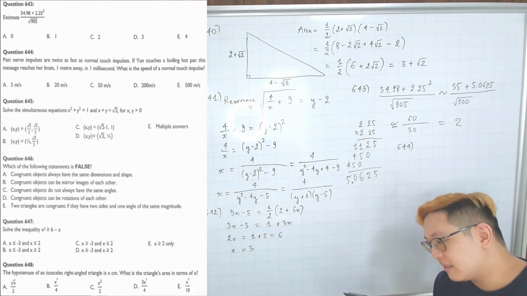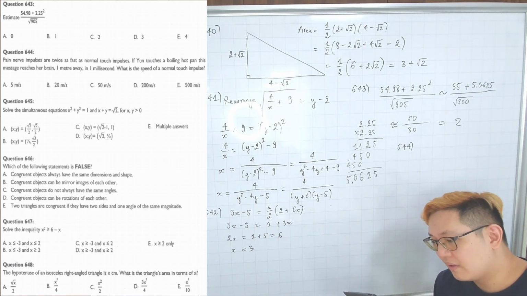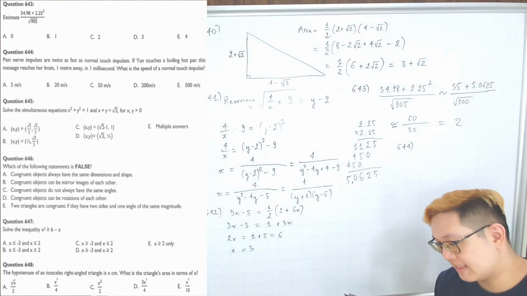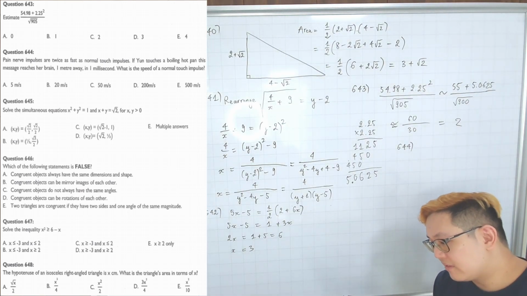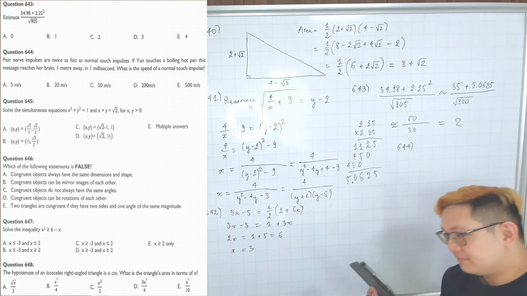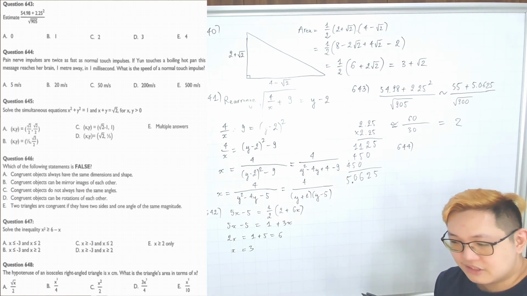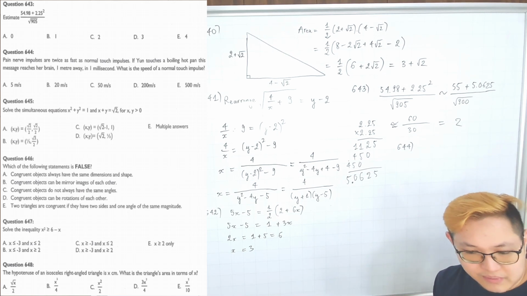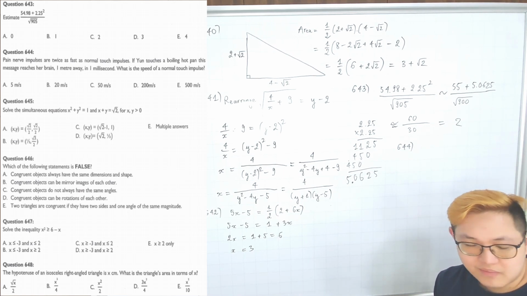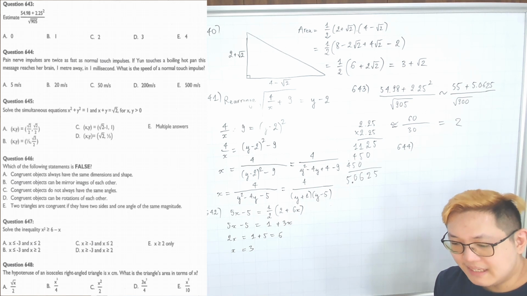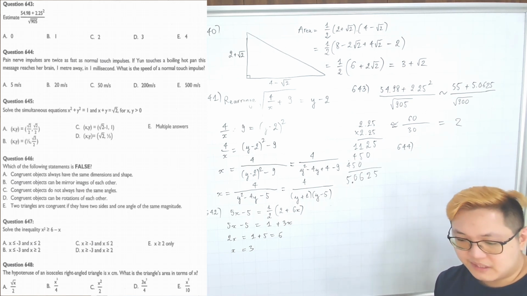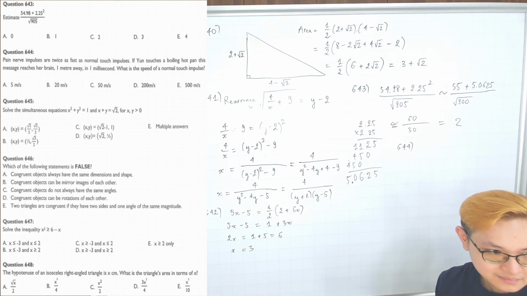If Yoon touches a boiling hot pan, this message reaches her brain 1 meter away in 1 millisecond. What is the speed of a normal touch impulse? Nó hỏi là nếu mà Yoon đụng vào một cái chảo nóng mà đang sôi lên luôn, cái thông điệp này nó đến với lại cái não cổ cách đó 1 mét trong vòng 1 millisecond. Hỏi tốc độ của cái normal touch impulse là bao nhiêu?